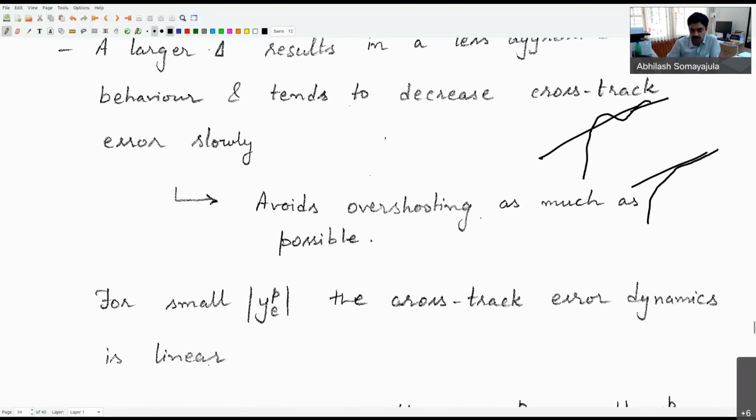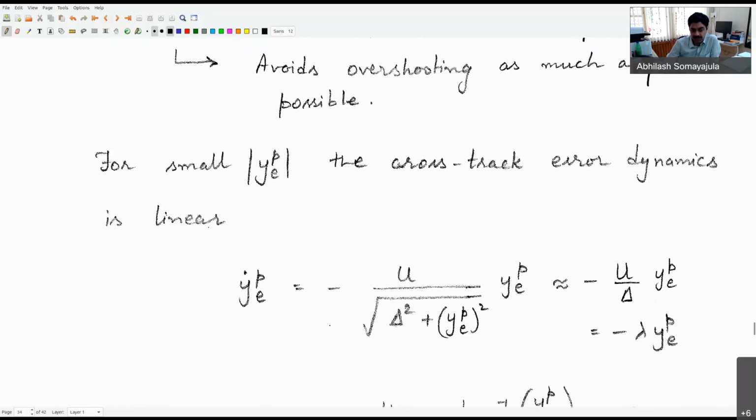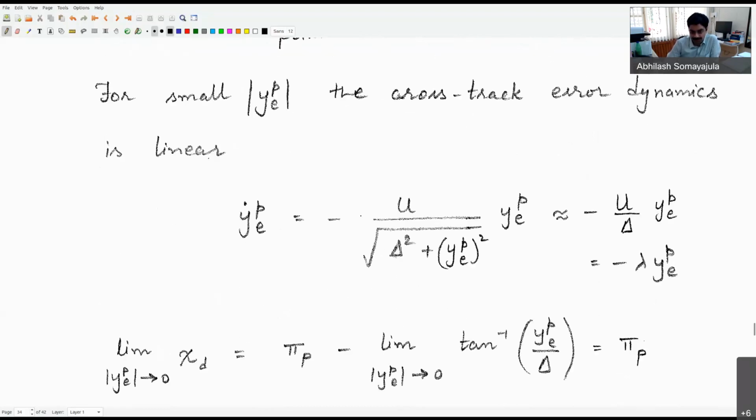Okay, so it tries to avoid overshooting as much as possible. For small YPE, the cross-track error dynamics is more or less linear. So you can see that when YPE is small, you can approximate this side of it as minus U by delta times YPE, which can be written as minus lambda times YPE, where I'm defining this value of U divided by delta as my value lambda. That is my design parameter, which I usually change when I want to look at how fast a convergence or how slow a convergence I need.